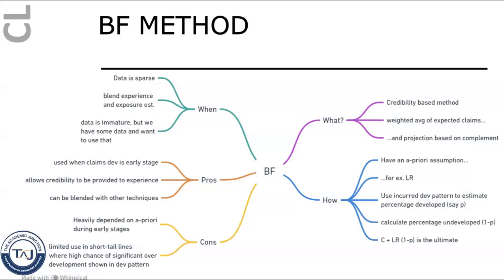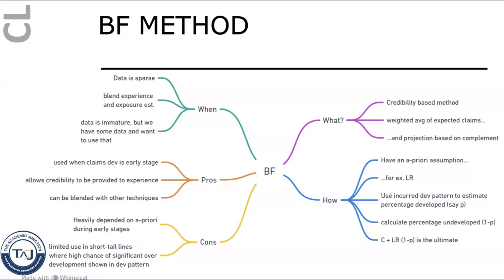The advantage of Bonita-Ferguson is that it can be used when claims development is at a very early stage, and it allows credibility to be given to experience, which is very important. I might have X claims today, and I might not want to create an estimate based on just X claims. However, with the Bonita-Ferguson method, I can assign a credibility to that based on my payment patterns and my development percentages, and I can automatically create an estimate from an industry loss ratio, which creates a better estimate. It's a blended technique. Now, the biggest problem is it is heavily dependent on the a priori estimate during early stages. And during later stages, that a priori estimate becomes useless. So that's one big con.